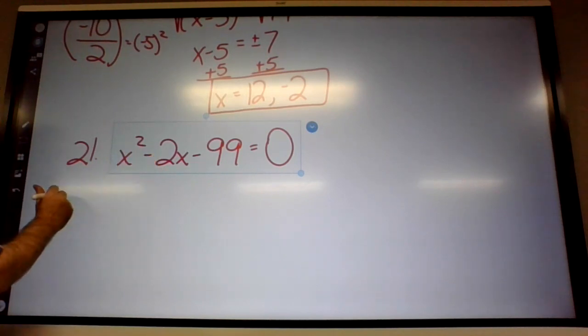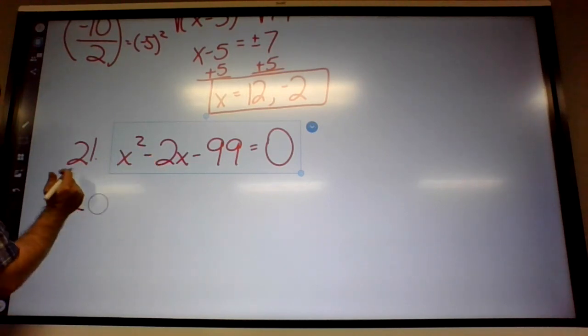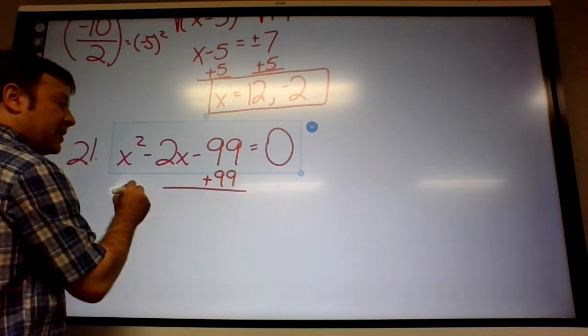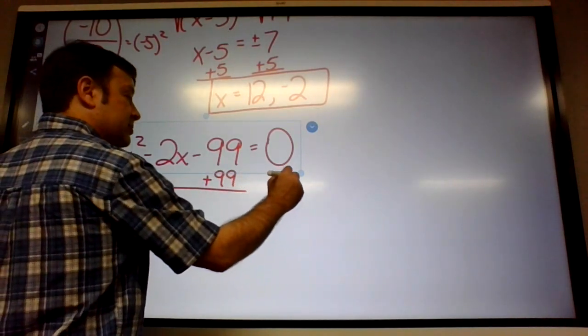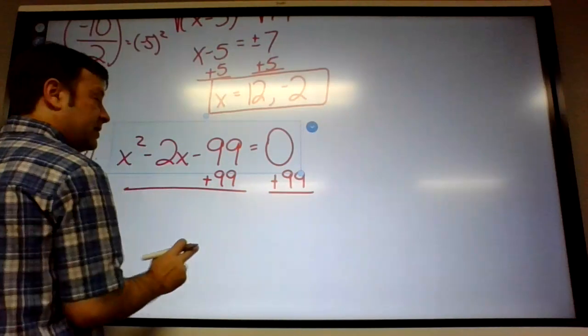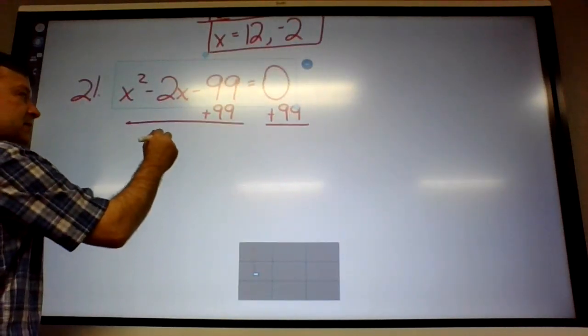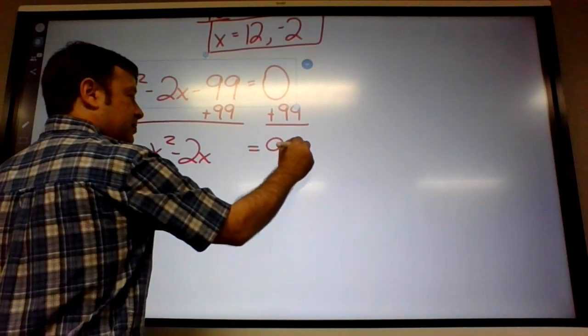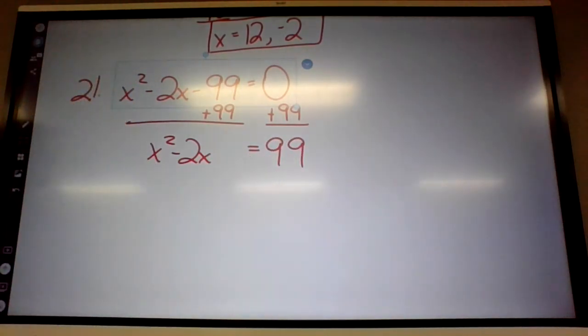Okay, so I'm going to take the negative 2. Oh, whoops, forgot what I was doing here. I need to get rid of that guy. I'm going to push him over to the right. I'm going to add 99 on both sides. If you wanted to, you could just start your problem like right here. Just do the plus 99 in your head.